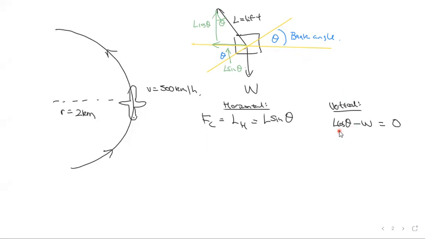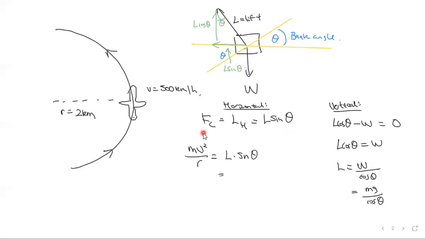So that lets us work out lift. Just like before when we can work out normal, we can now work out lift. So the lift in terms of weight, L cos theta equals weight, or L must equal weight over cos theta, which is equal to mg over cos theta. And as I said before, you can probably see some parallels with your normal force. Now, centripetal force is mv squared over r, must equal L times sine theta, which is equal to mg over cos theta times sine theta, which is mg tan theta.